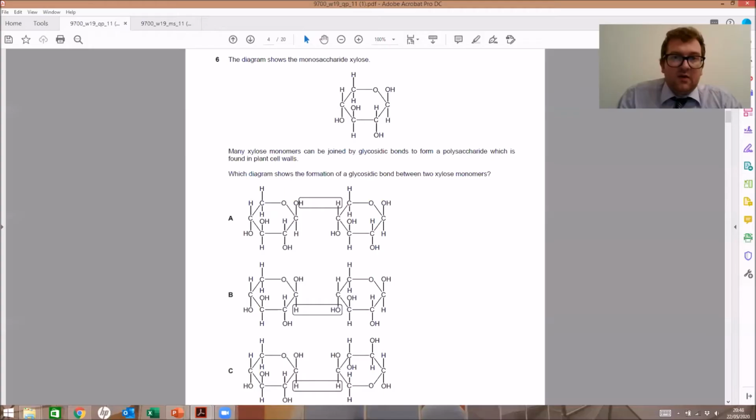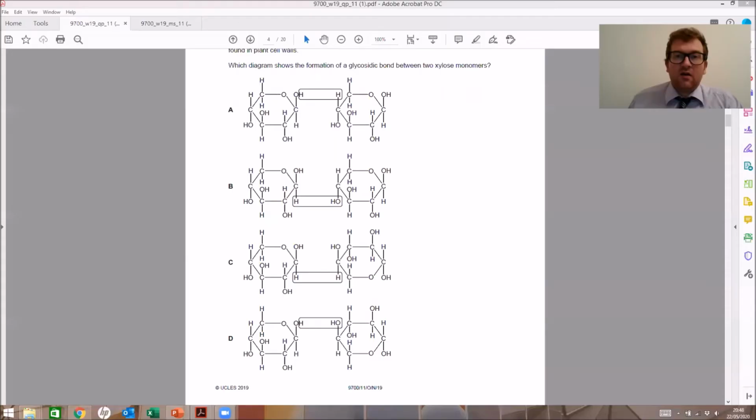Okay. Question 6. The diagram shows the monosaccharide xylose. Many xylose monomers can be joined together by glycosidic bonds to form a polysaccharide which is found in plant cell walls. Which diagram shows the formation of a glycosidic bond between two xylose monomers? Well, if you remember that the combination of two monomers would be a result of a condensation reaction.